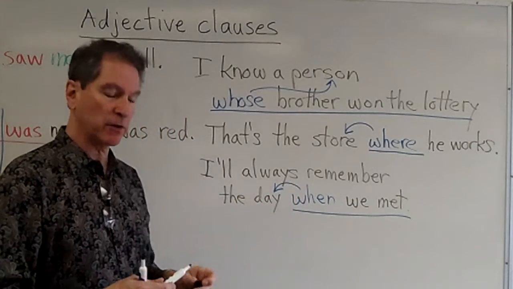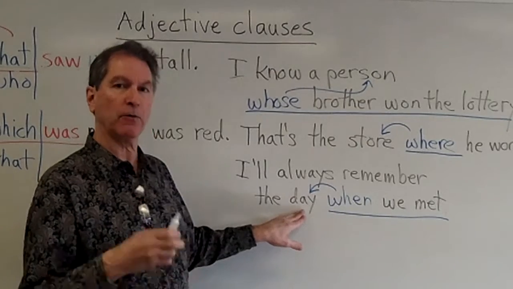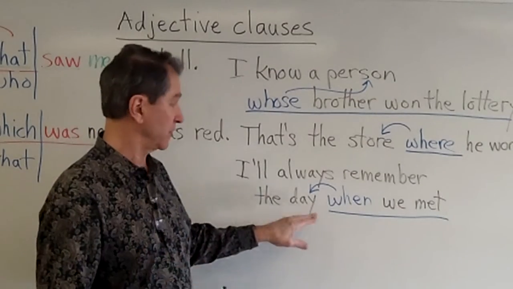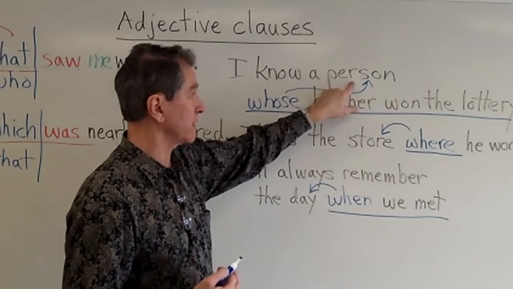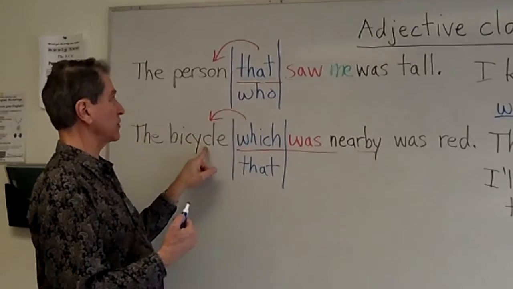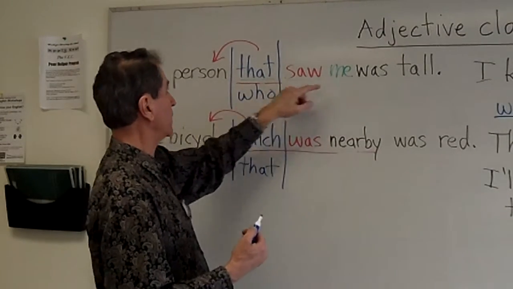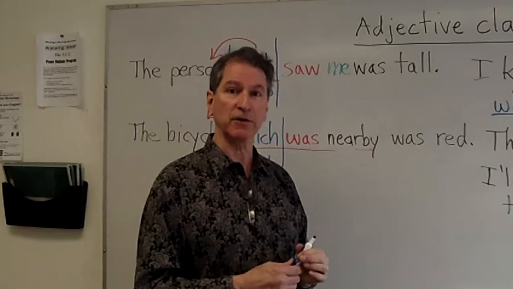about day. So one of the things you've noticed about adjective clauses is that they always follow the word that they describe. It gives more information about day. Whose brother won the lottery? More information about person. Which was nearby? More information about bicycle. That saw me? More information about person. So they always go right after the person that they describe.